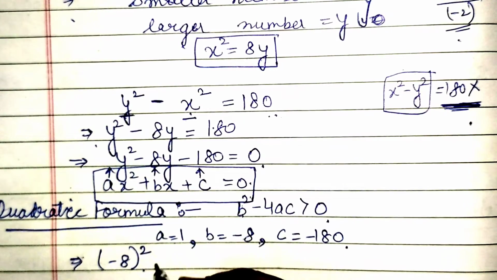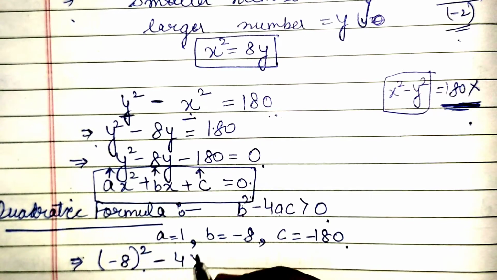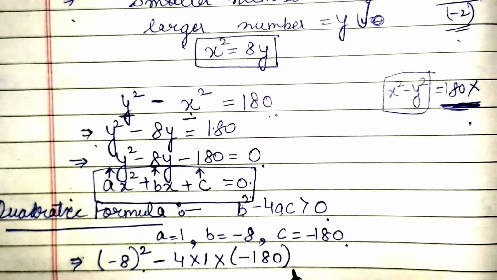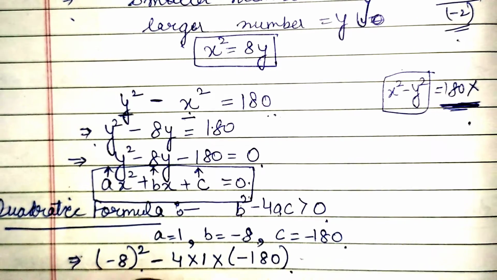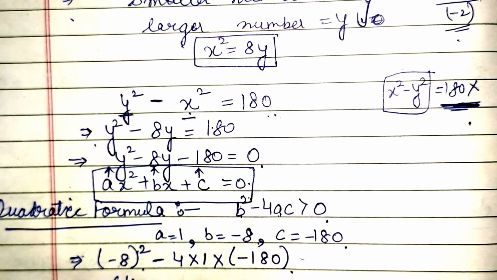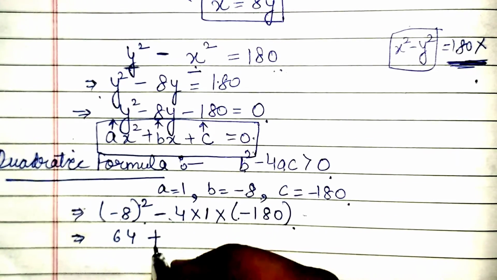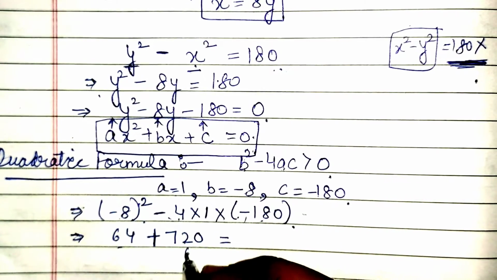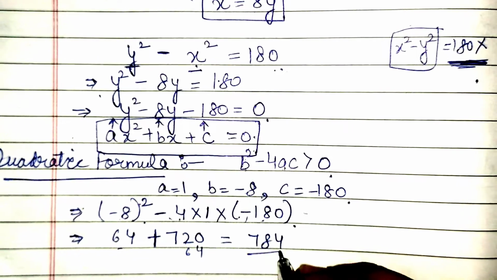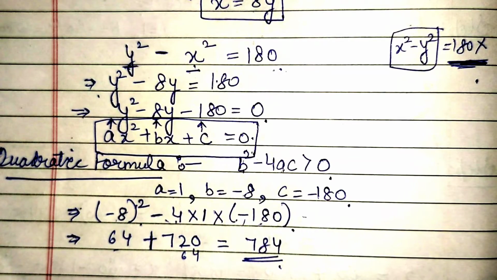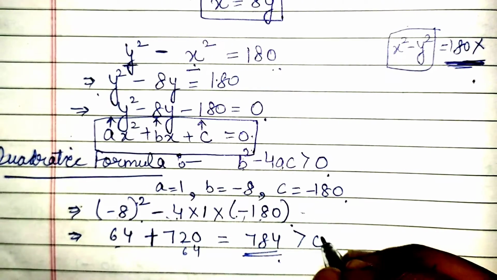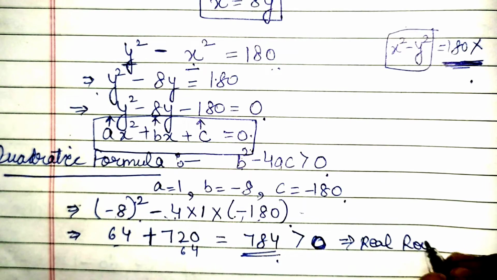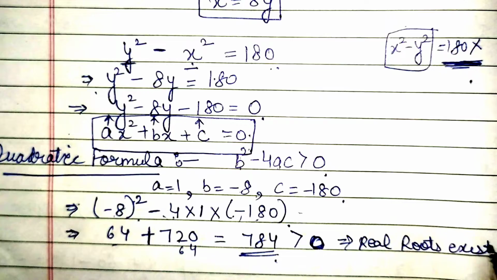So put the values. b is minus 8, so b square minus 4ac: a is 1 and c is minus 180. It will give you 8 square is 64, and minus times minus will give you plus, 18 fours are 72, so 720, and it will give you 784. And you know that 784 is greater than 0. That means real roots exist.